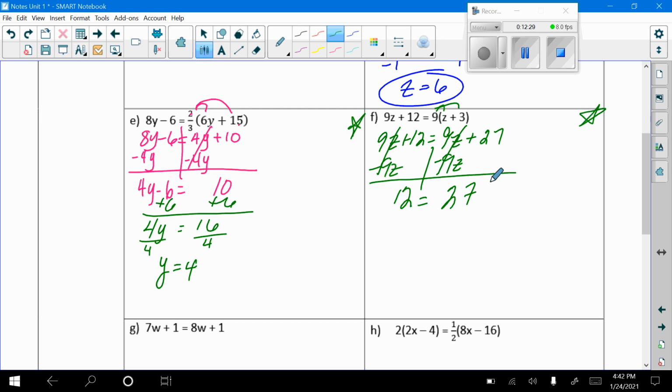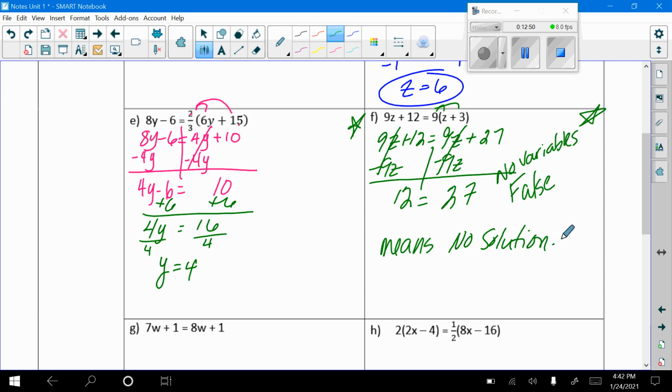Now this is a false statement. So no variables left, and it's a false statement. This means no solution. Meaning nothing you put in there is going to make it work. No variable that you can plug in for z is going to make this work. So it's no solutions, false. So no variables, false statement, no solution.